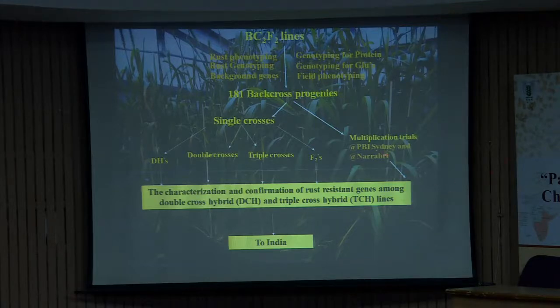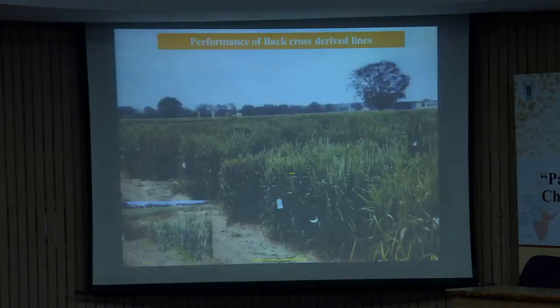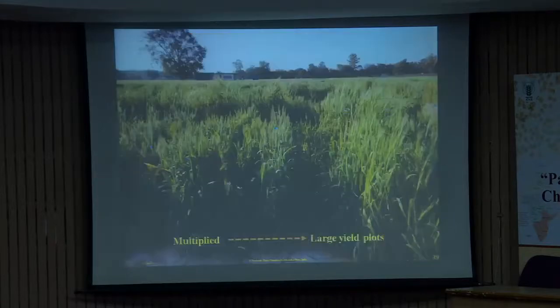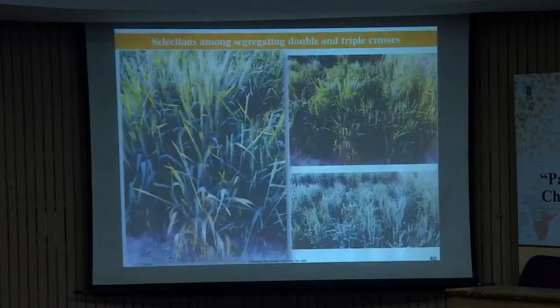We had taken multi-location trials at two locations, Sydney and Narrabri. If you look here, the lines which we developed and shipped to India, this is the susceptible check. It's not very clear, but this one is completely clean from the disease. Not a single spot you can see on this one. This is also one more picture of that. We were growing them in progeny rows. Now we have shifted them to larger individual plots to analyze their yields.